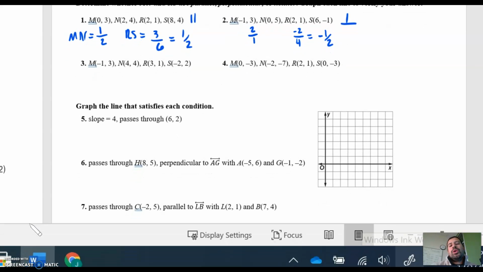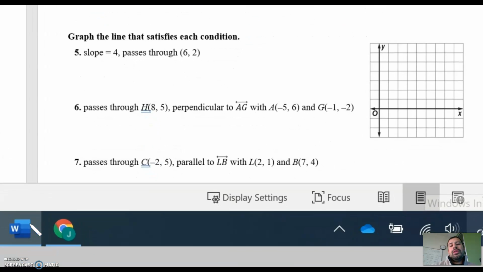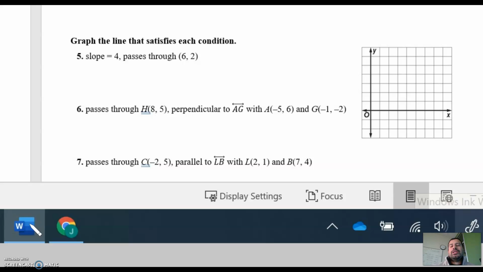Okay, go ahead and keep working on 3 and 4 if you have not. Those need to be complete. And then also try your best to answer questions 5 through 7. What I would do is I would make sure you start with the points and then use the slope from there. Okay, and then make sure you're meeting those requirements. Once again, if you have any questions, let me know during the Zoom.